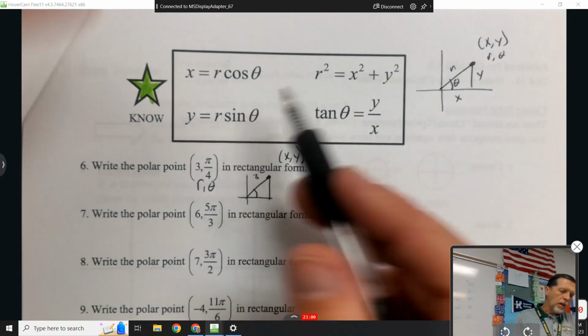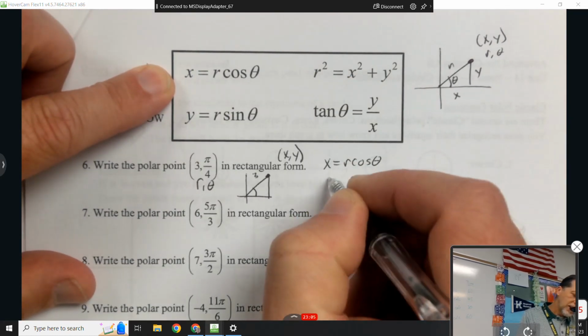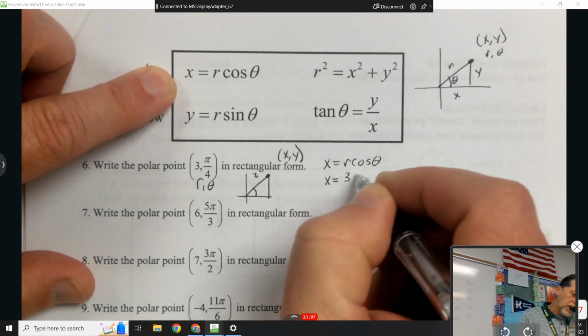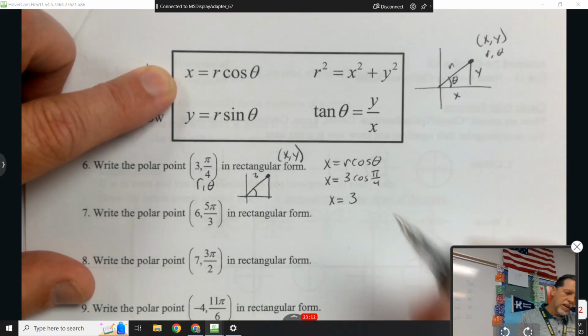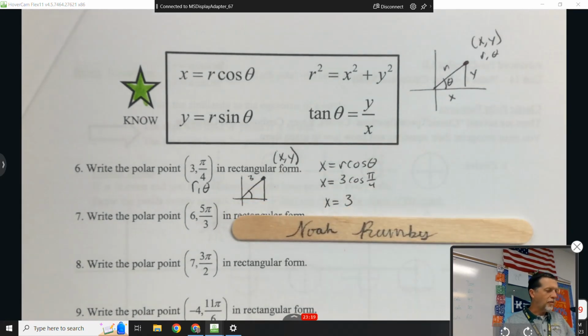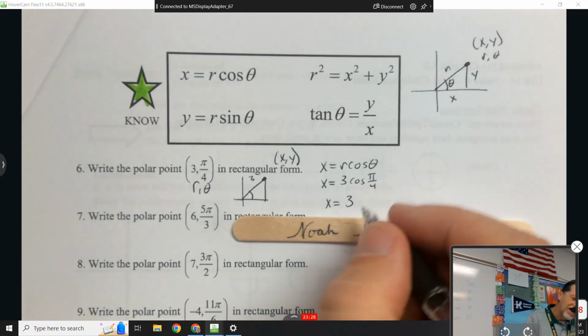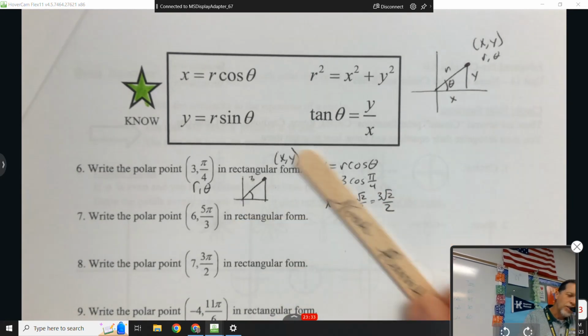But if you're thinking equations, x equals r cosine theta. So 3 cosine pi over 4. Cosine of pi over 4. Oh, I don't have to think about that because I can call on Noah to think about that for me. Noah, what's the cosine of pi over 4? That would be square root of 2 over 2. There you go. Got a little excited there. Square root of 2 over 2. So 3 root 2 over 2.